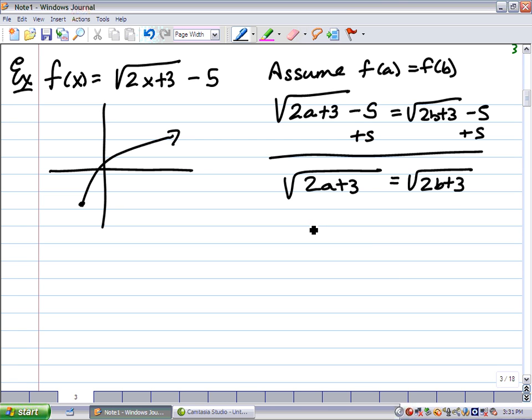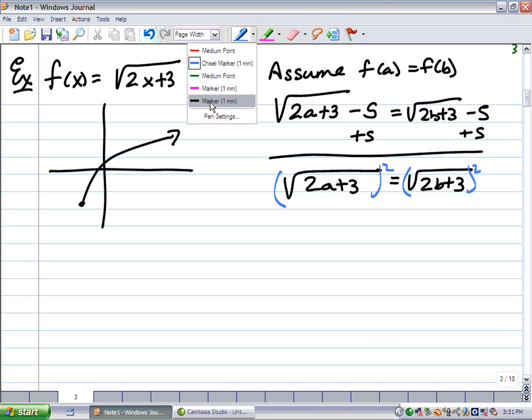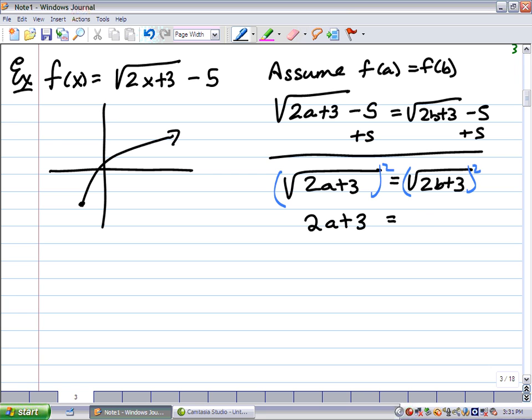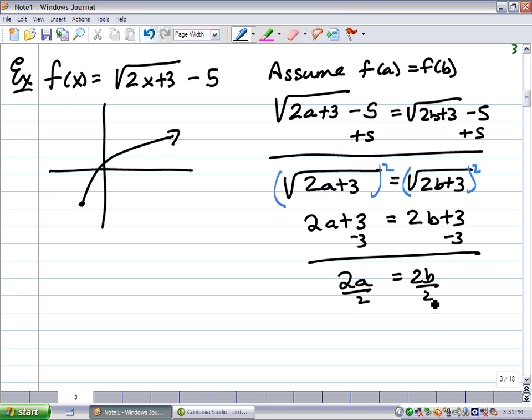And then, what am I going to do? Square both sides, giving me the radicands to be the same, 2a plus 3. And then I can subtract 3 from both, and I can get 2a equals 2b, divide by the 2's, and a equals b.